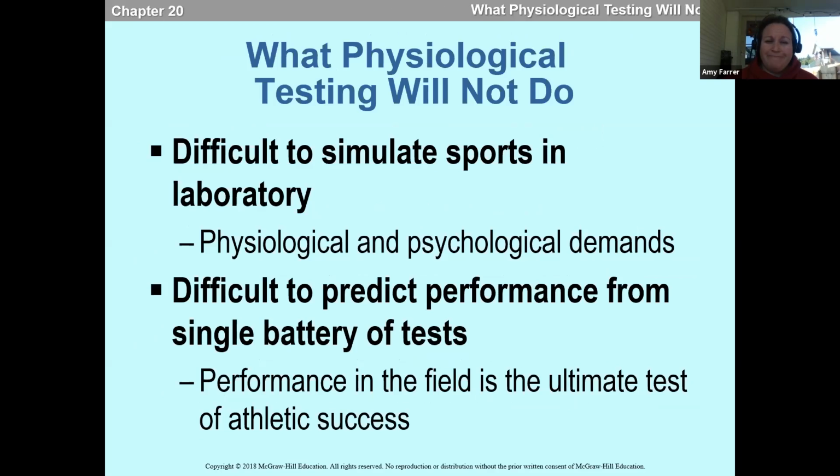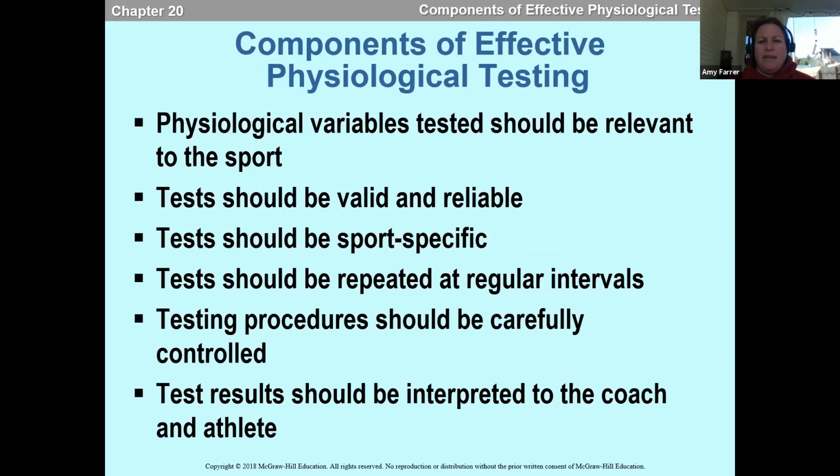So what won't it do? Again, when we look at simulating sports in a lab, it won't directly translate into performance in a game, okay? But we have to have something tangible and objective to look at. Recognize that you might be training well and testing well, but a game-time situation may not reflect that. Our true test is how we actually perform on the field. That's going to be the ultimate test of our athletic success and failures. So these batteries of tests can help, but how you do on the field is going to be the thing.